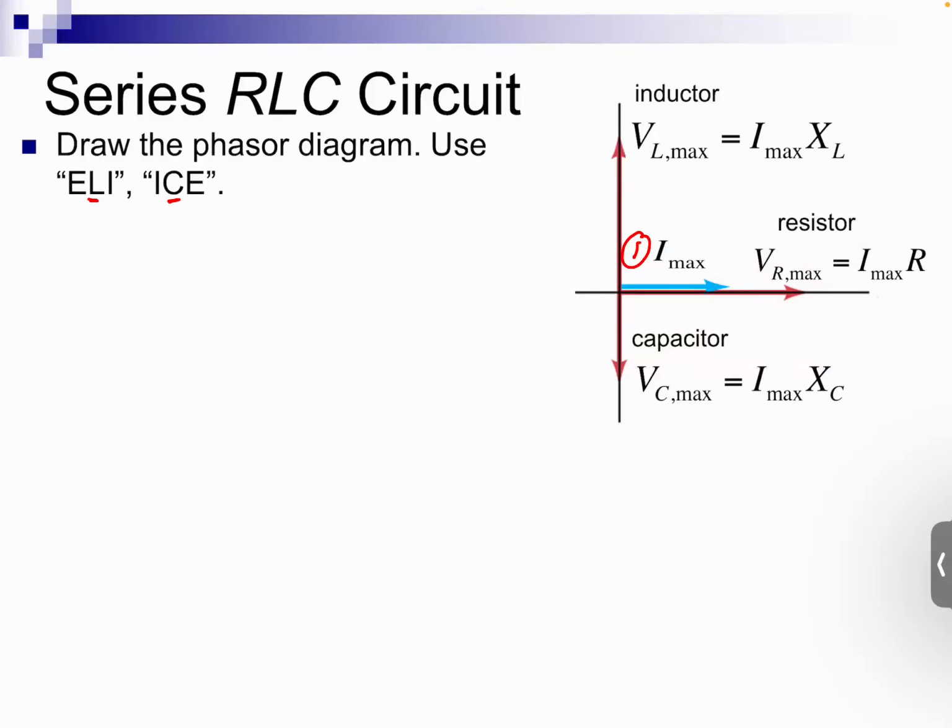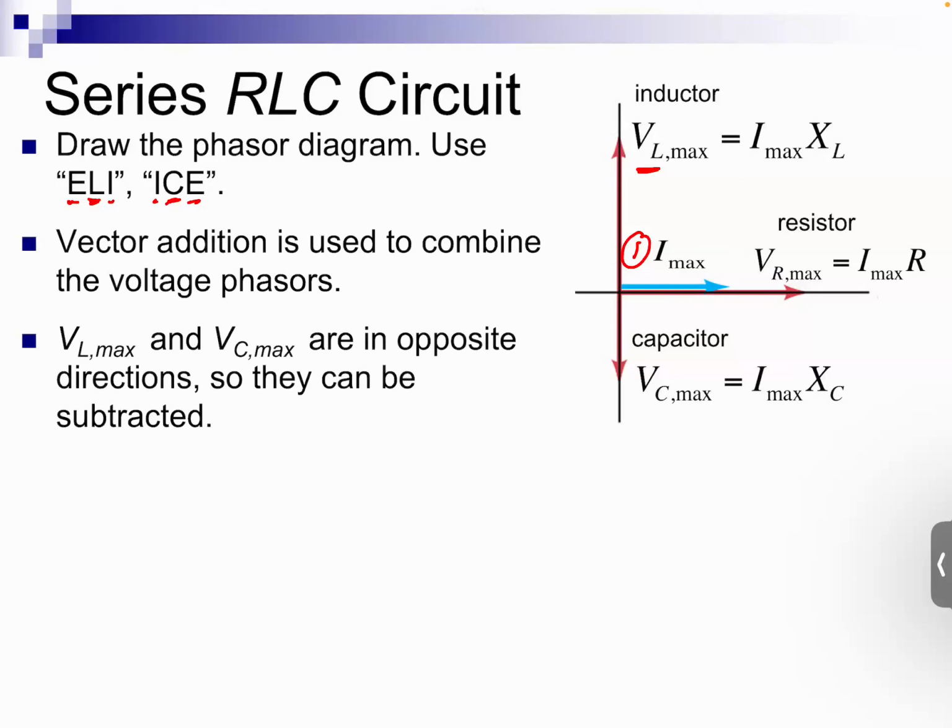Okay, and for the inductor, the voltage comes before the current, right? That means the voltage in the inductor comes before the current, and they have a phase difference of 90 degrees, as we saw earlier. And for the capacitor, the current comes first before the voltage. So using the current in your circuit as your reference phasor, the voltage of the capacitor comes after the current phasor. So you have this phasor diagram for the currents and the voltages across each of the elements.